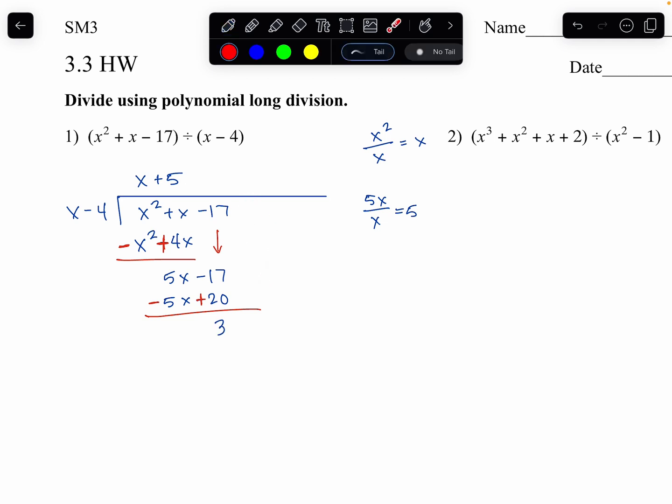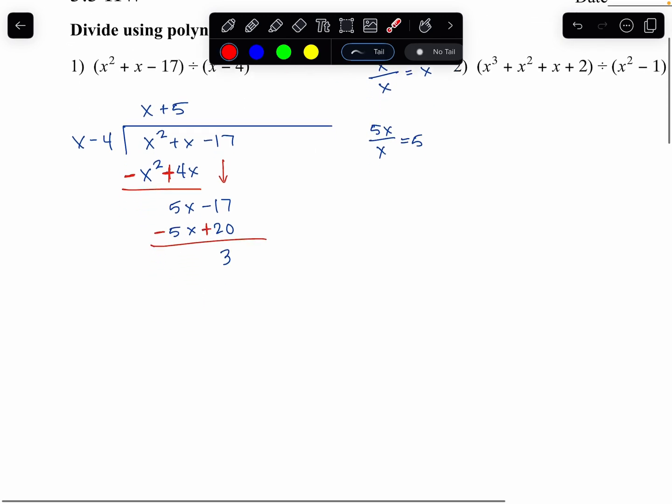And also, if I try to divide 3 over x, well, I don't want 3 over x. That's not a polynomial. That's not something that I can really work with, I guess you could say. So we've come to the point where we found our remainder. This is our remainder. So we just need to write our answer.